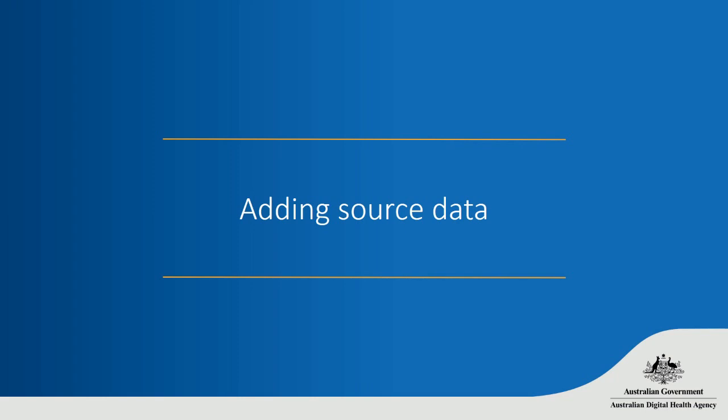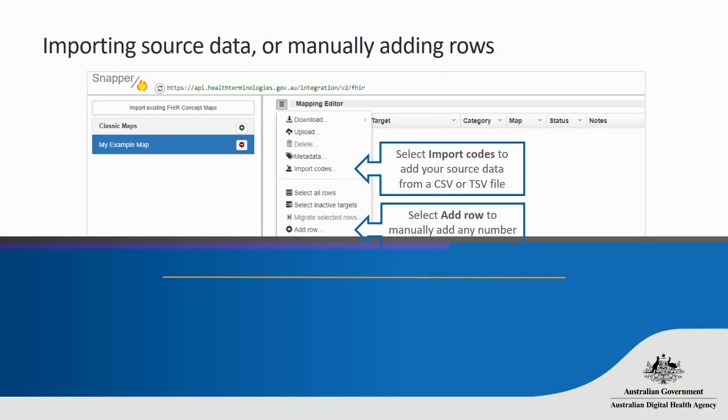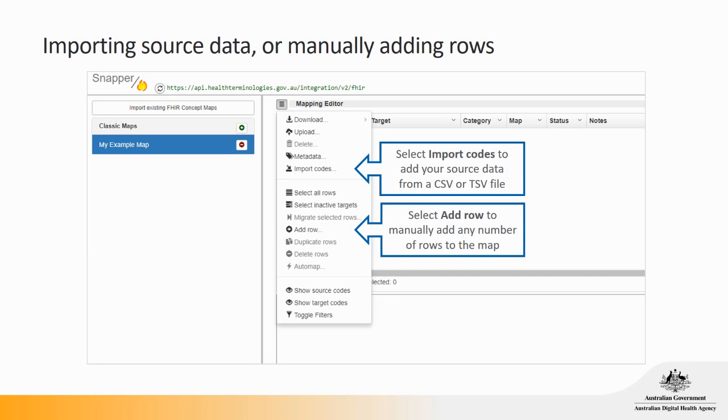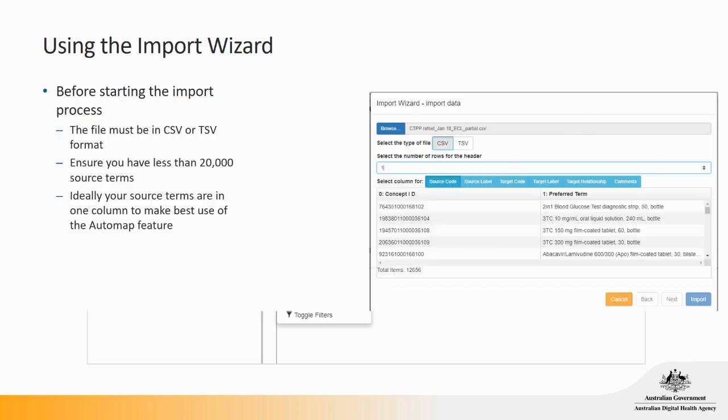Now the next thing you will want to do is add source data to your map. Most of you will be importing codes from a file saved on your computer, and I will go through the import wizard with you. But just know that you can manually add any number of rows by clicking on Add Row. Now there are a few things you need to do before you import your codes.